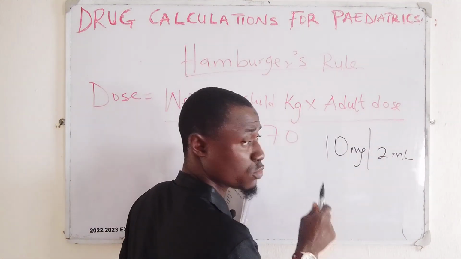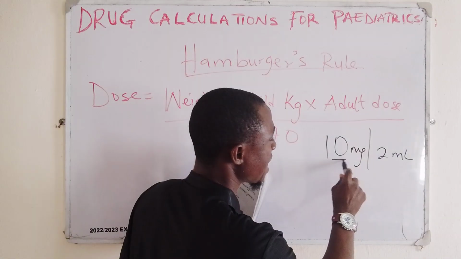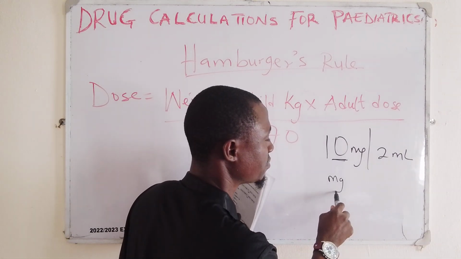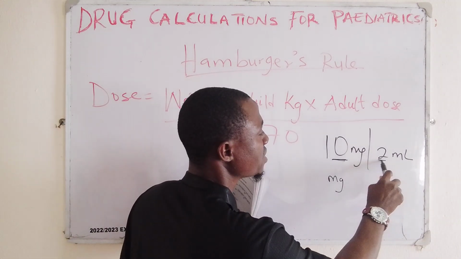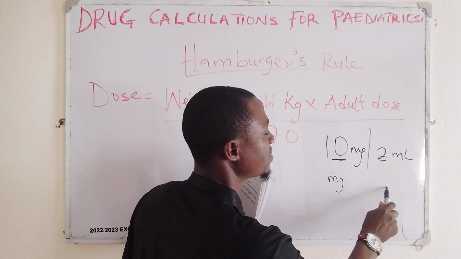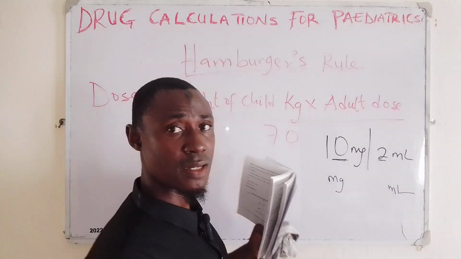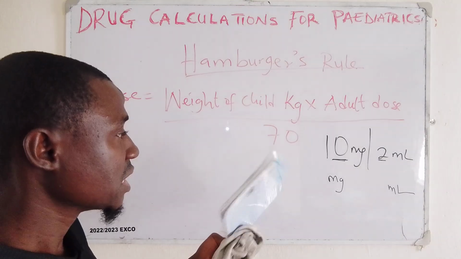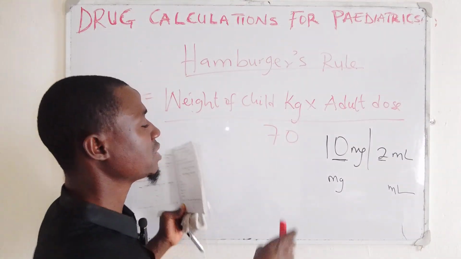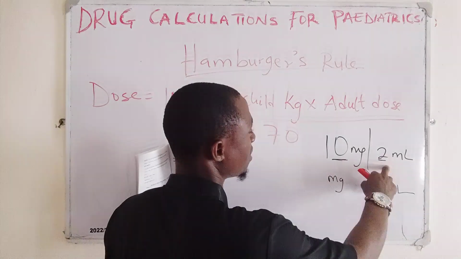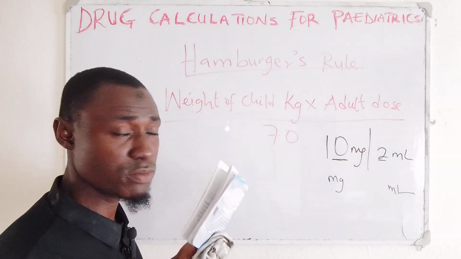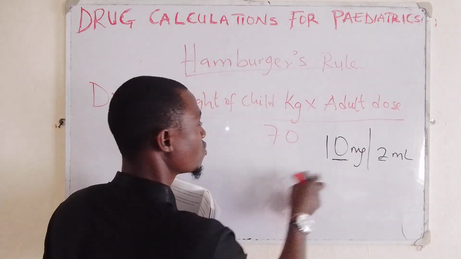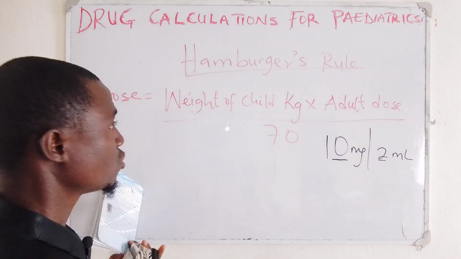Meaning any of these that you use for this calculation: if I'm using 10 milligram, then I will have to leave my answer in milligram, right? If I'm using 2 ml as the adult dose, then my final answer will be in mils. Normally, diazepam comes as 10 milligram in 2 ml, so this is the form of the drug. Whether you're using 10 milligram or 2 mils, it's still going to give you the same thing.